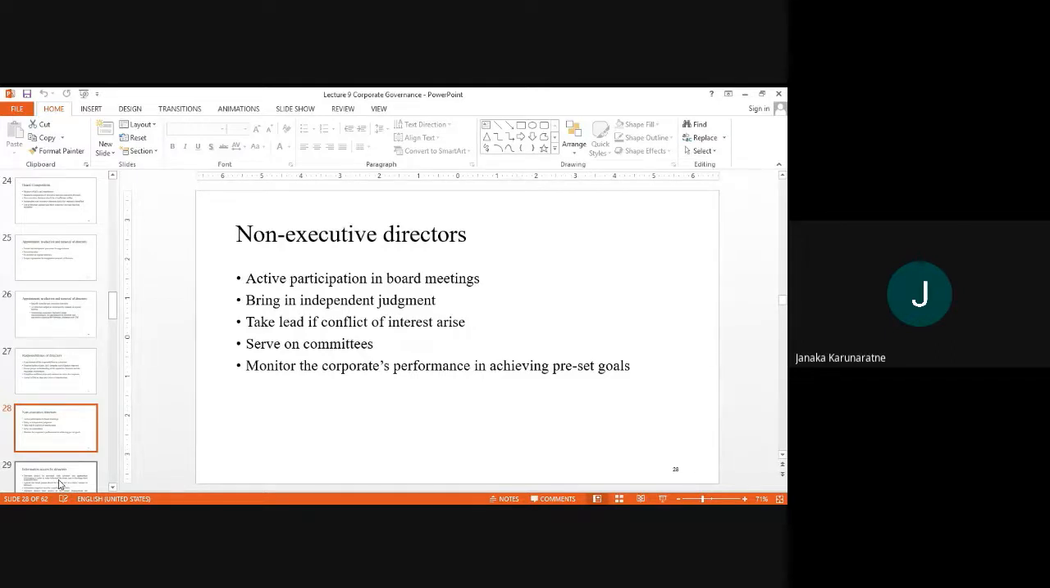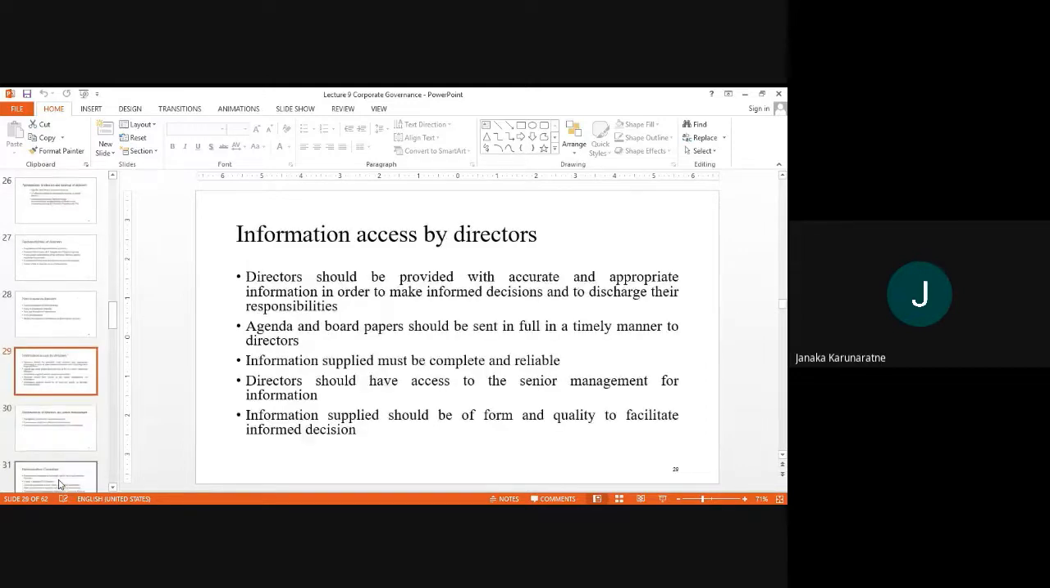So these non-executive directors also need to serve on committees. Now, for example, in many banks, you have audit committees, then risk management committees, whatever you call integrated risk management committees. There may be nomination committees, there may be remuneration committees. So they should be able to serve on those board-appointed committees. Monitor the corporate's performance in achieving preset goals. Monitor the corporate's performance. Information access by directors. It is very important the directors have access to information of the entity.